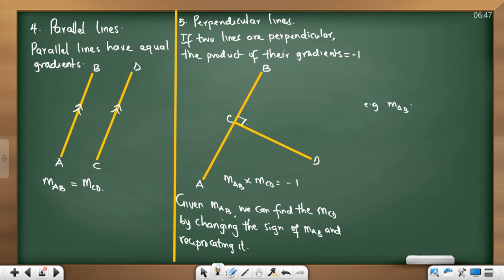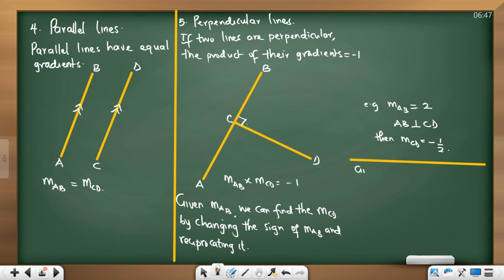E.g., if the gradient of AB is 2, and we know that AB is perpendicular to CD, then the gradient of CD, now that one is a positive, right? Let's make this a negative, right? And then we reciprocate. It is 2 over 1. This one becomes 1 over 2. And we're done.